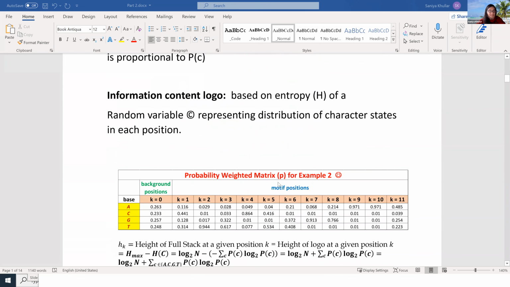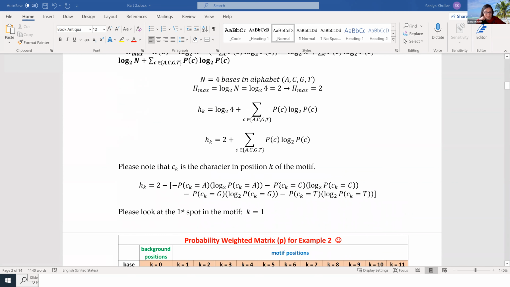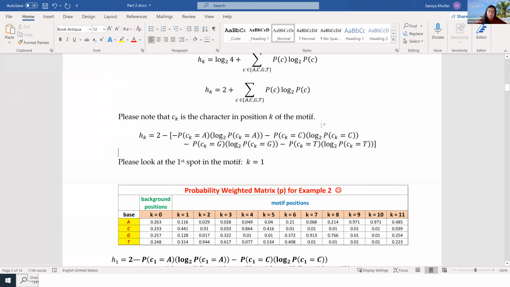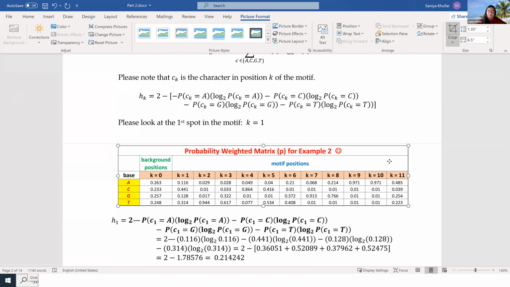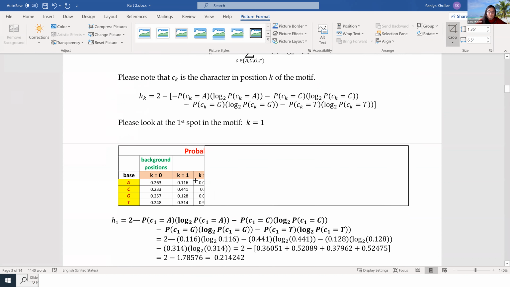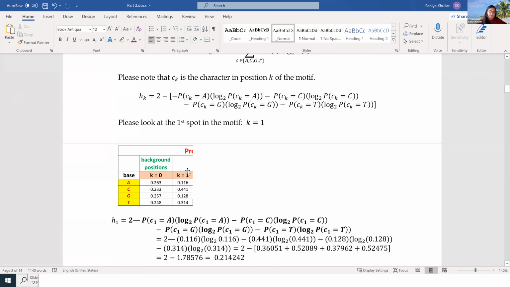We just want to get a sense for the motif. That's what we really, really care about. So we're going to look at the first spot in the motif. What I'm going to do is zero in on what we're looking at. We're just going to crop this part out and look at this part right here, K equals 1. Again, we're going to ignore this part right here and just focus on K equals 1.